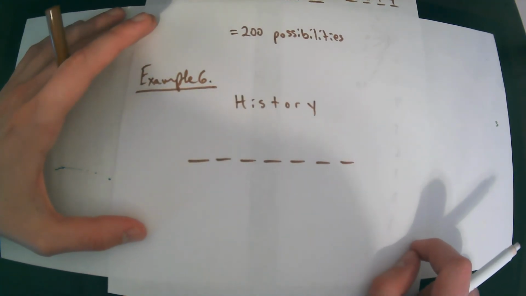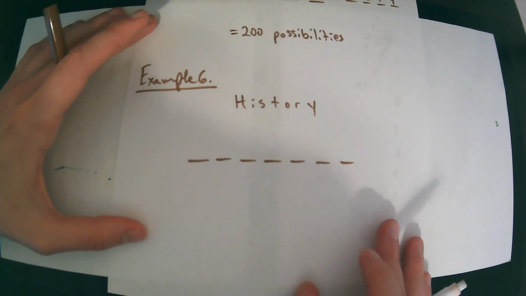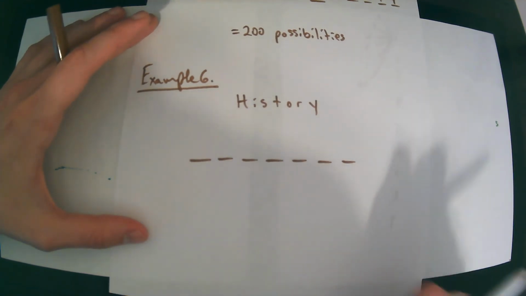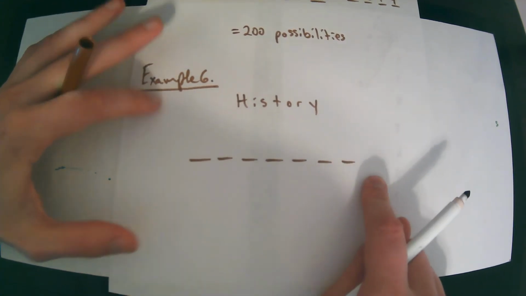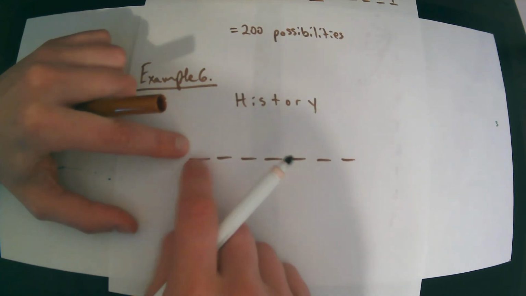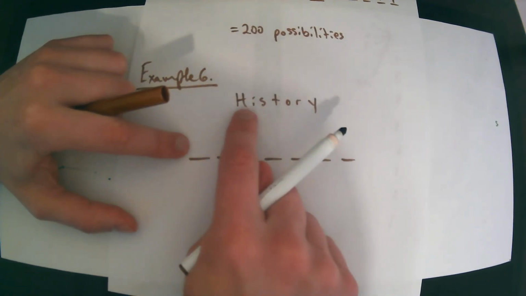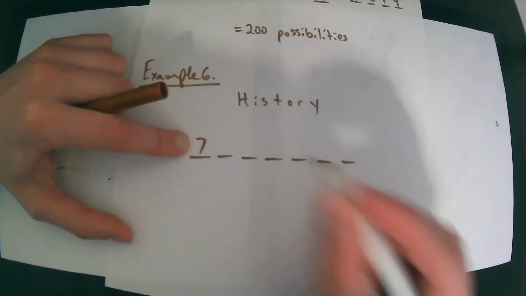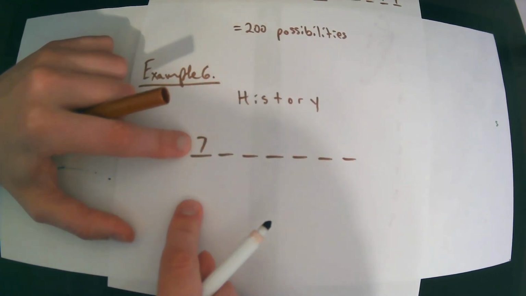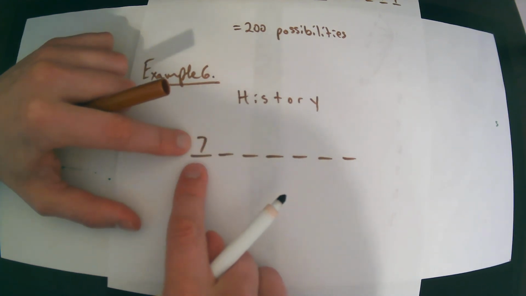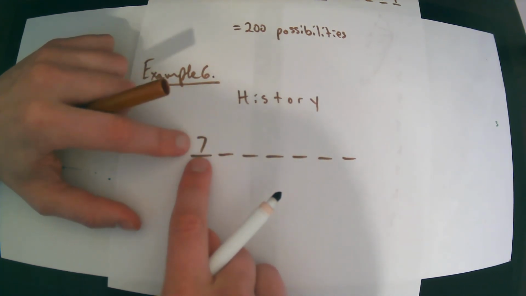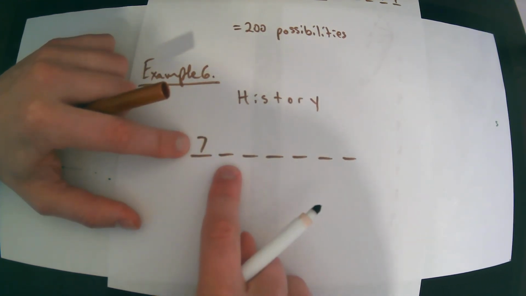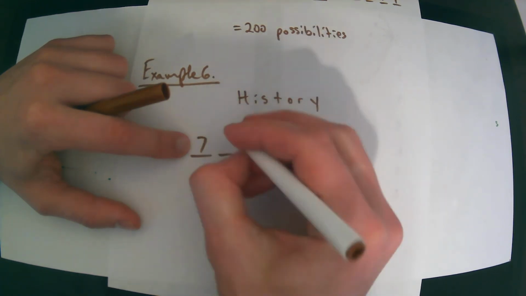7 letters. If we were going to rearrange them, following this technique with these slots, when I'm picking the first letter, I have 7 options. Could be an H, could be an I, could be an S, T, O, R, or Y. Right? 7 options. Now I've picked one. It could be I, it could be Y, it could be a T. But the point is, 1 is taken here. So how many options do I have here?